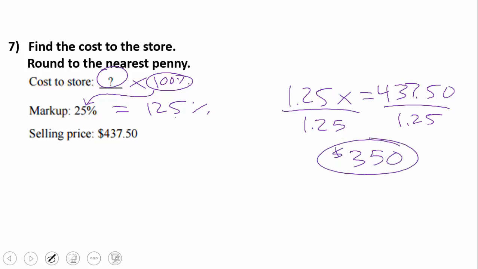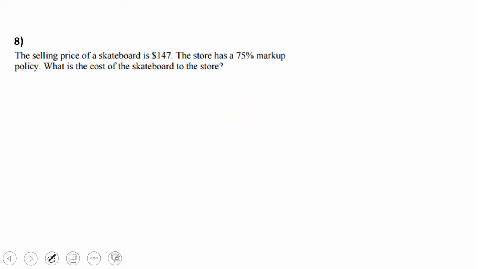So that means the store paid 350 bucks for it. Yeah? We did it. And the reason we did that, we already did the percent right here by adding the 25%. So $350 is what the store paid for whatever it is. Then they added 25 more percent, and they're selling it to you for $437.50.